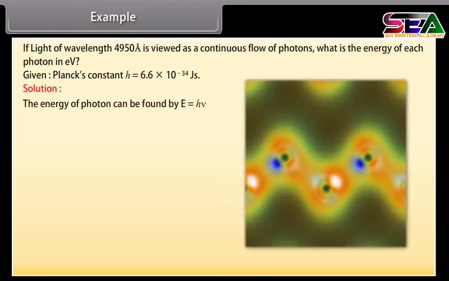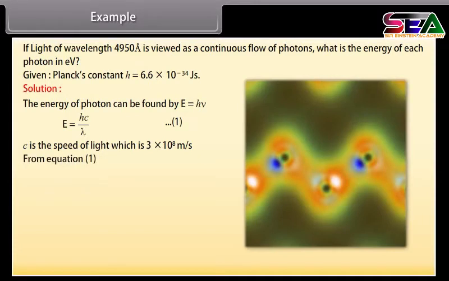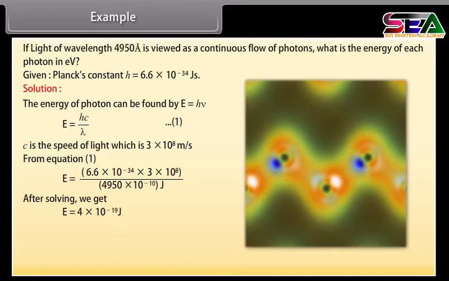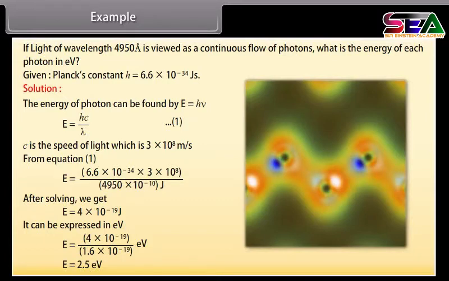Solution. The energy of a photon can be found by E equals hν, so E equals hc by λ; name it equation 1. c is the speed of light, which is 3 × 10^8 meter per second. From equation 1, E equals 6.6 × 10^-34 × 3 × 10^8 divided by 4950 × 10^-10 joule. After solving, we get E as 4 × 10^-19 joule. It can be expressed in eV: E equals 4 × 10^-19 divided by 1.6 × 10^-19 eV. E is equal to 2.5 eV.